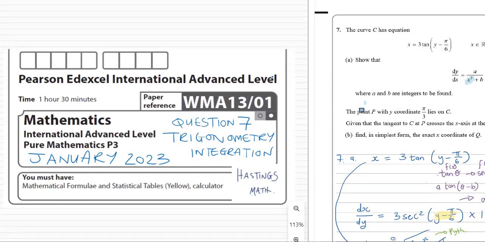This is an EDEXCEL International A-Levels paper, Hastings Math. I'm doing the January 2023 paper, question 7. In my previous video, I said I would do 7A in a different way. So I just want to go over that.